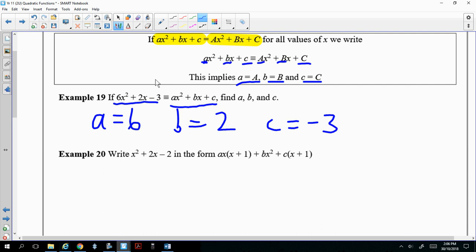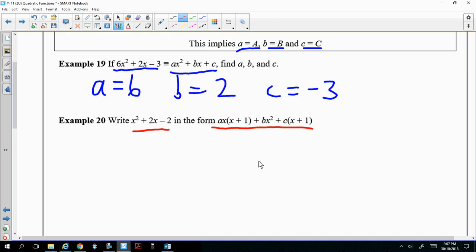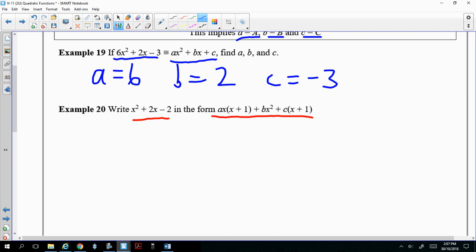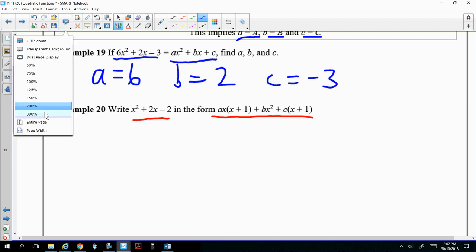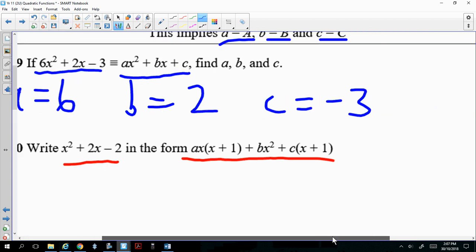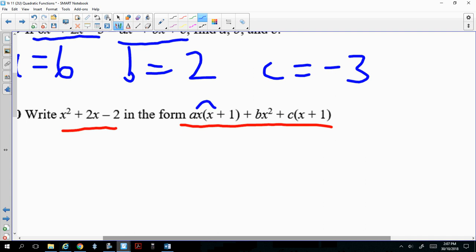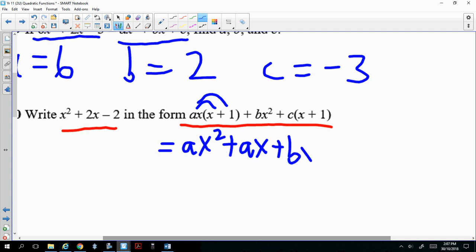Now let's look at a harder one where they don't look very similar, right? They look very different. So how do I make them look the same? I have to expand it. So let's try expanding. First we expand the first bracket. So we get ax squared plus ax. The second one, no change. And the last one, we go c times x is cx, c times 1 is c.